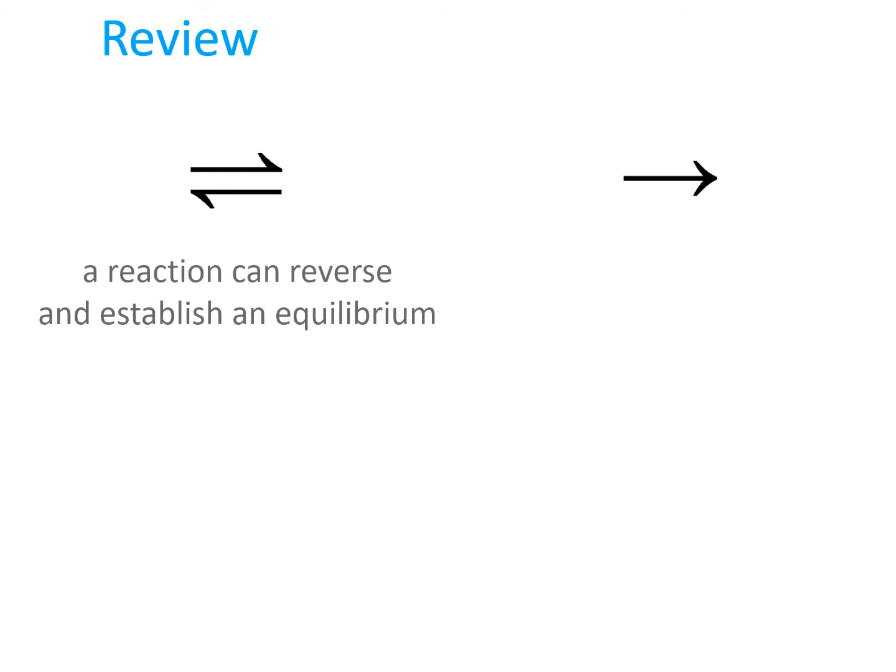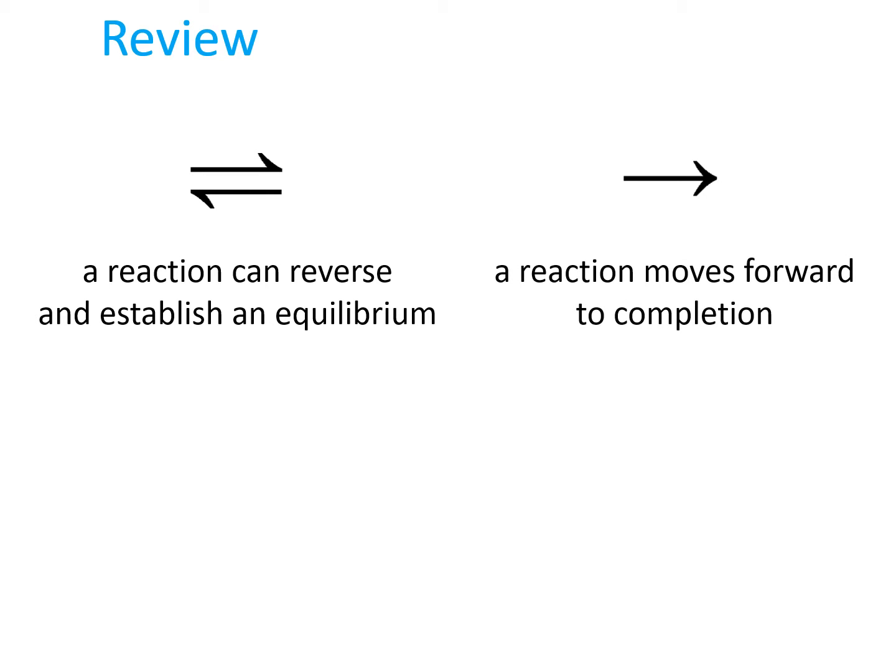All right, so let's take a bit to review what we've talked about so far. In class, we took a look at these two arrows, and they tell us different things. The two-headed arrow tells us that we're dealing with a reaction that can go forward as well as in reverse. And when we have that scenario, we're going to have a reaction that's going to undergo the establishment of an equilibrium, as opposed to the single-headed arrow, which is basically a reaction that moves forward to completion.